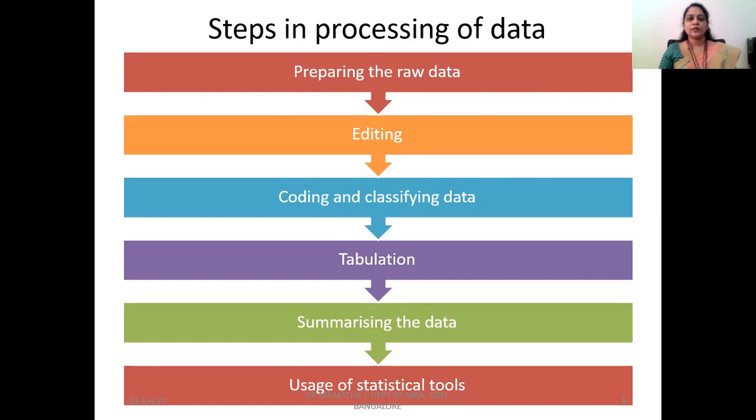So there are many ways of putting in a table format. Different tabulations are also available. We'll discuss later. And then once it is done, you have to summarize the data and then use some statistical tools to get the interpretation. So this is how you do the processing of data. Start with preparing the raw data, then do the editing part, do the coding and classification, then finally tabulation. Once that is done, the data is now converted to information which is available to test your hypothesis.